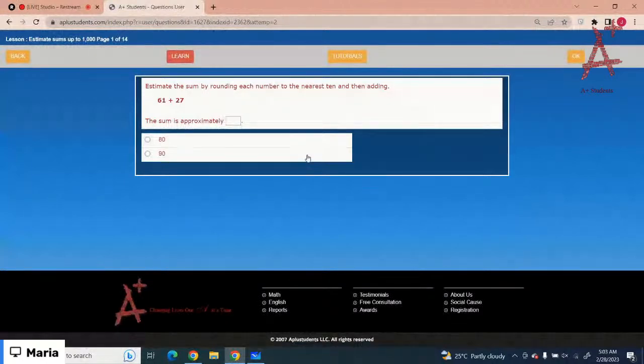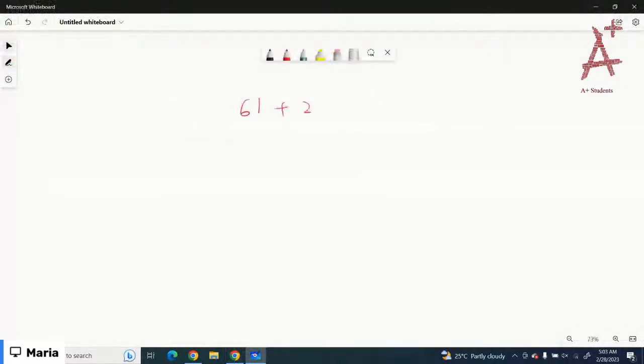Estimate the sum by rounding each number to the nearest 10 and then adding. First you have to round off the numbers, rounding each number to the nearest 10, and then you have to add. Got it? 61 plus 27, you have to round off both the numbers. 61 is in between 60 and 70, and the right next number to 60 is 61, so it would be rounded off to 60. Got it? Because 61 is very near to 60.